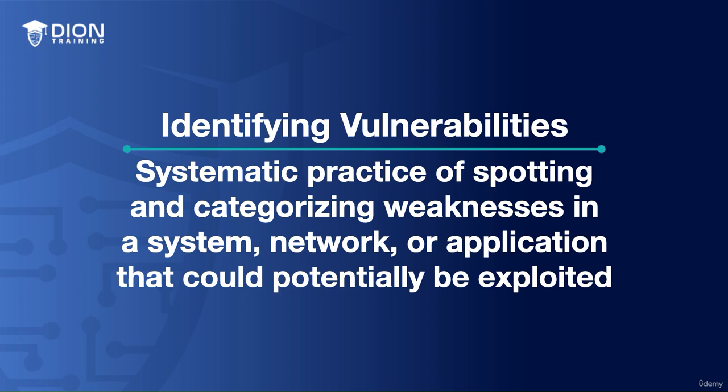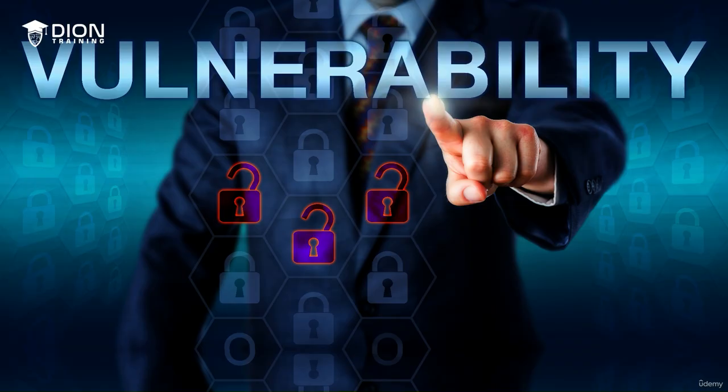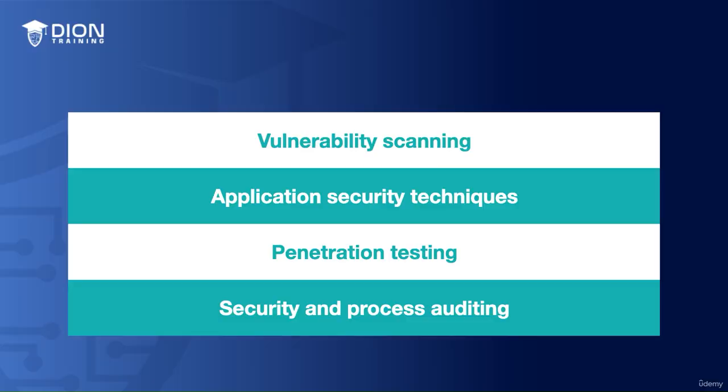So remember, identifying vulnerabilities is the systematic practice of spotting and categorizing weaknesses in a system, network, or application that could potentially be exploited. Identifying the vulnerabilities in your systems is critical so that we can increase the security of our systems to prevent unauthorized access and maintain the integrity of our organization's systems and data. There are many methods used to identify vulnerabilities, including vulnerability scanning, application security techniques, penetration testing, and system and process auditing. By identifying vulnerabilities and mitigating them, we can increase the level of security in our organization, maintain higher levels of uptime, and ensure that the organization stays resilient in the face of potential cyber threats.